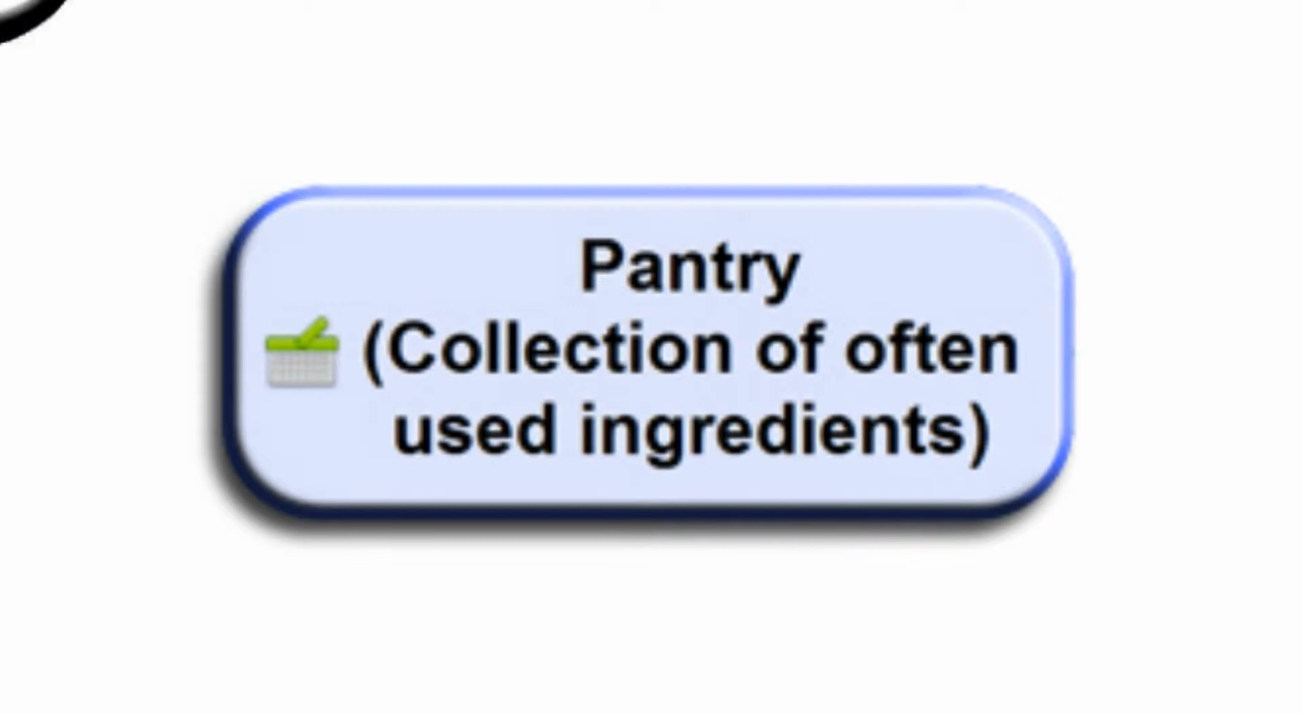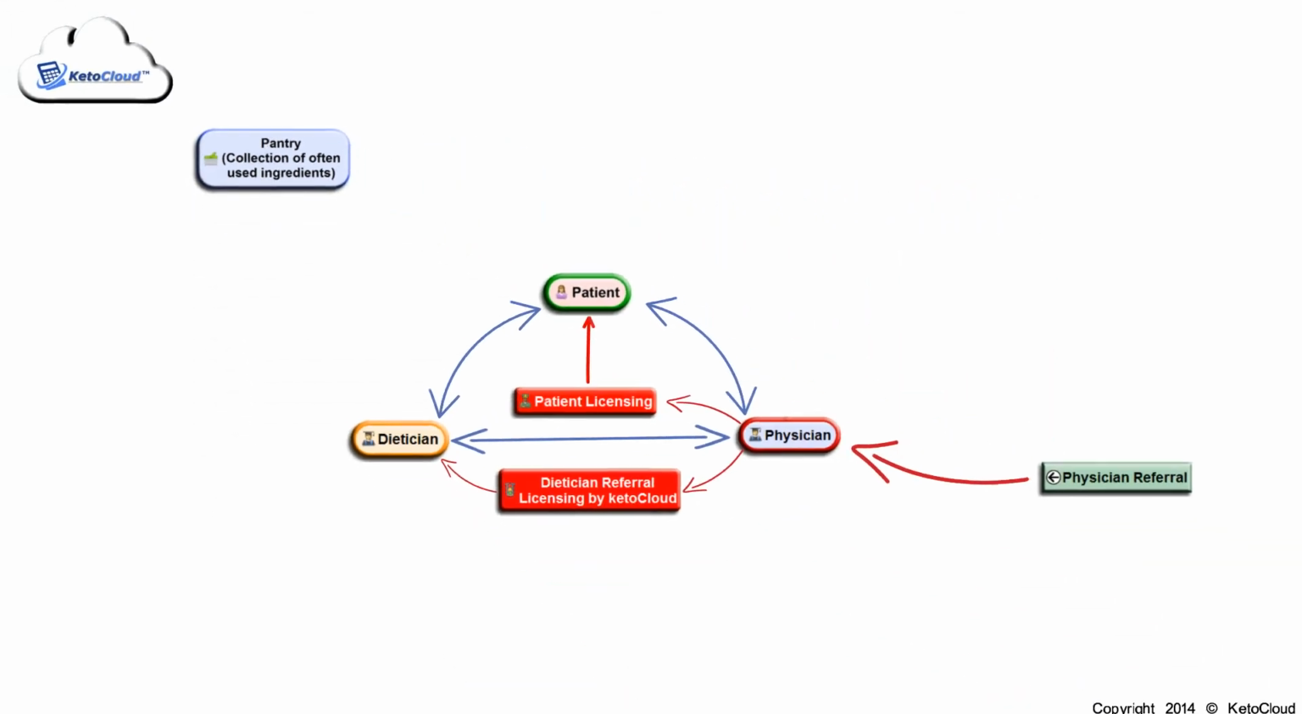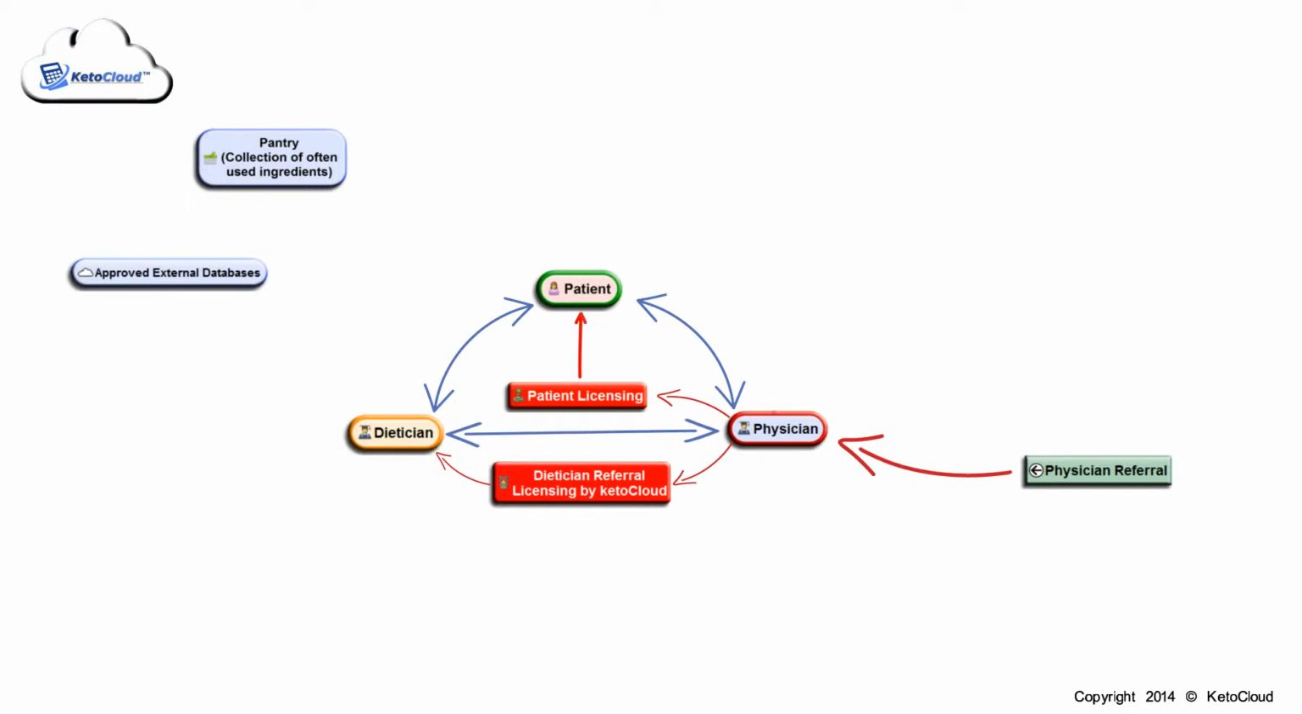To create ketogenic meals we have to have a database with ingredients. We call it the pantry. This pantry is filled from the larger online databases, e.g. USDA. These databases need to be approved before any ingredients can be selected. Who is better than the dietitian to control and approve, or to generate their own, databases?